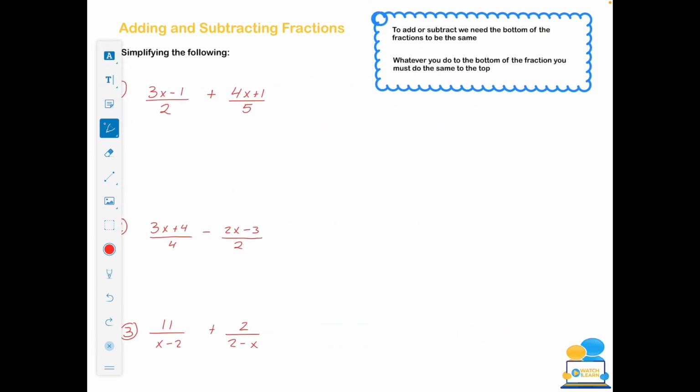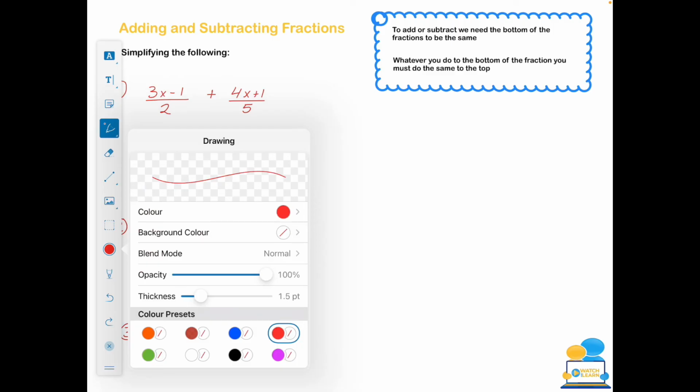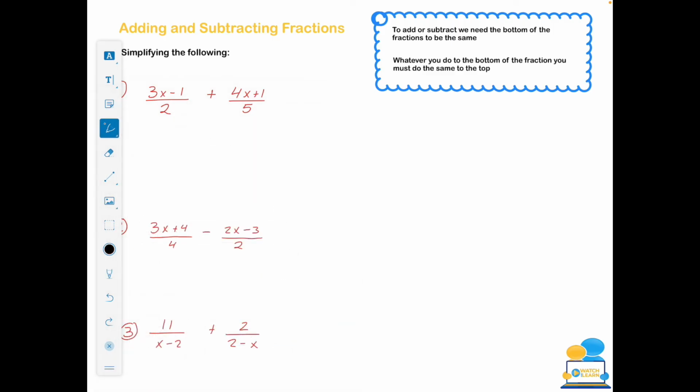Now, moving on to adding and subtracting fractions. Sometimes people find this tricky. I'm going to show you a way to write it out that might help a little. It involves arrows, so hopefully this will help. If we want to add (3x minus 1) over 2 plus (4x plus 1) all over 5. Now, up here in the right hand corner, we see to add or subtract, we need the bottom of the fractions to be the same.